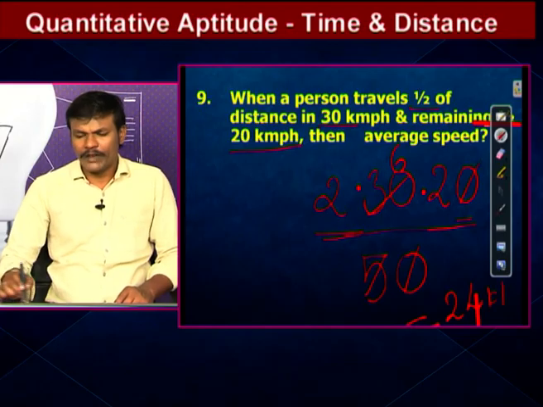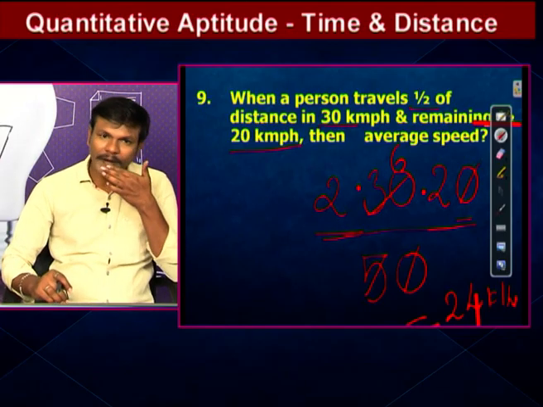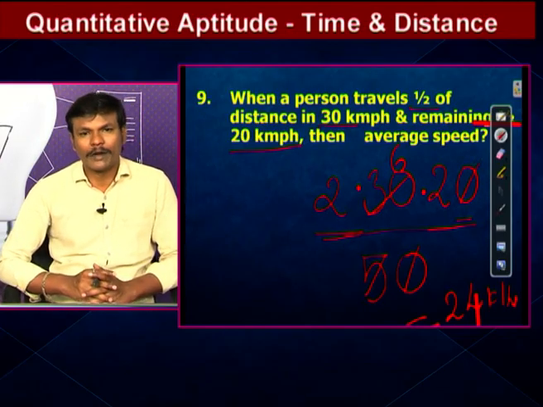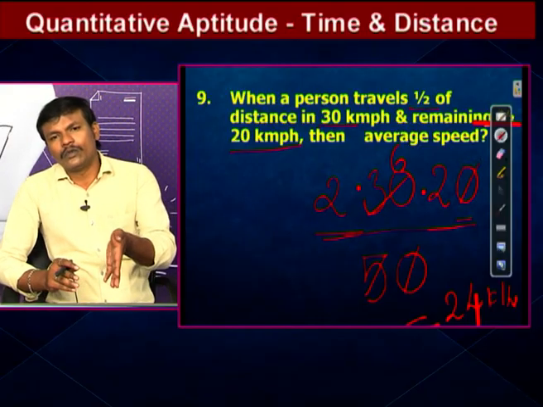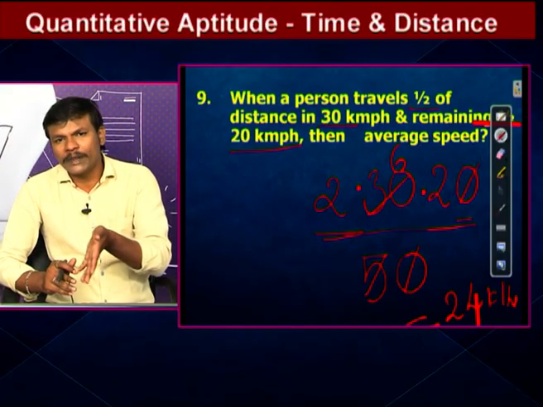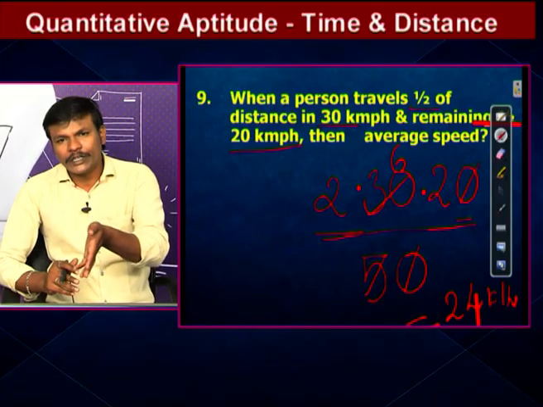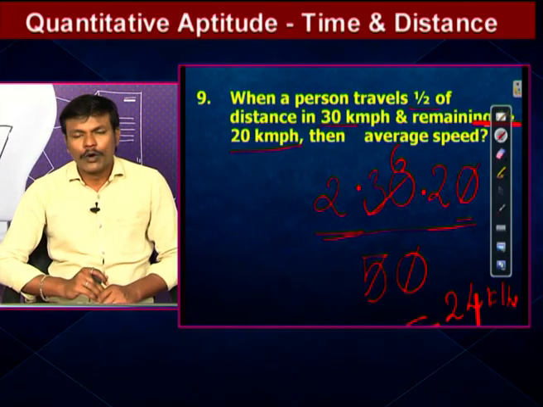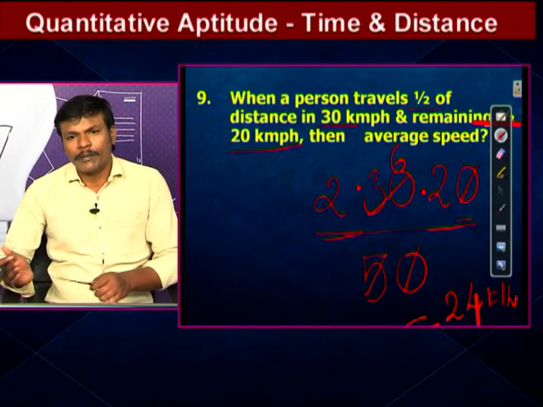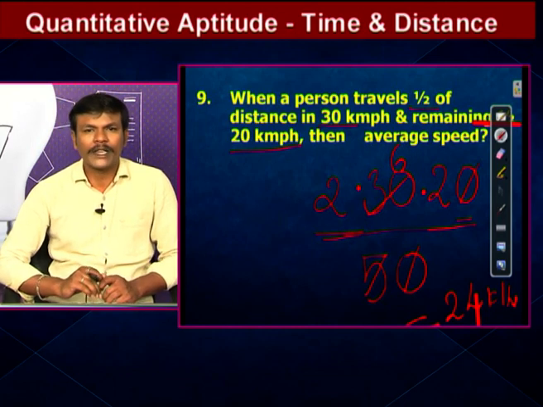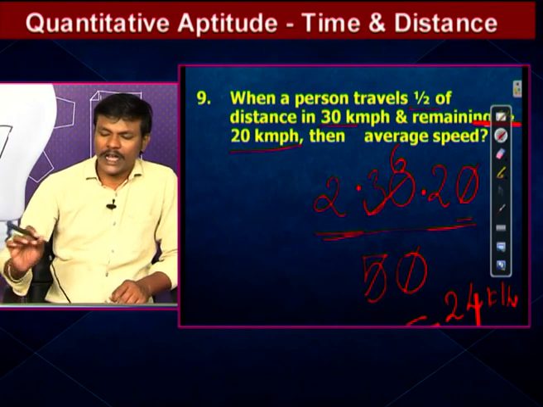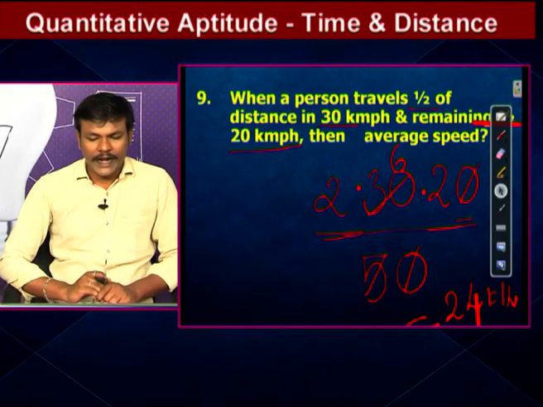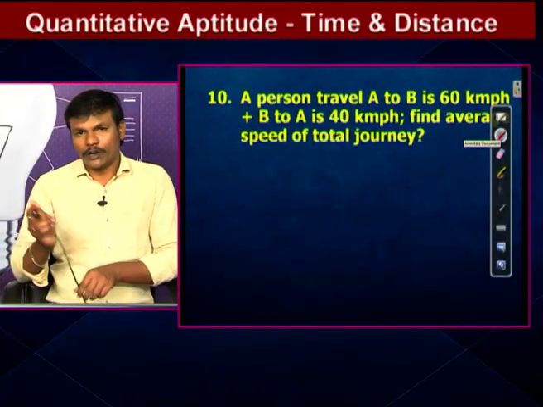Simple. We have two speeds: one is 30 kilometers per hour, another is 20 kilometers per hour. The average speed is 2 S1 S2 by S1 plus S2, so 2 into 30 into 20 by both speeds 50. The result is 24 kilometers per hour. So this is the average speed. Next question is, what is the speed? First one, A to B is 60 km per hour, B to A is 40 km per hour.